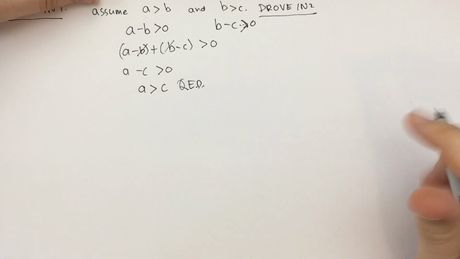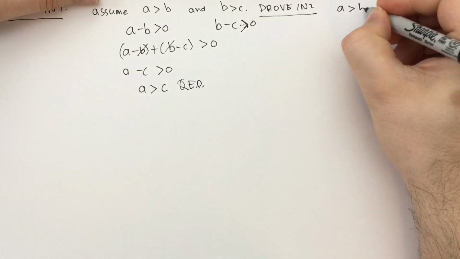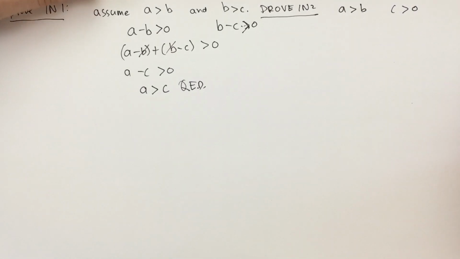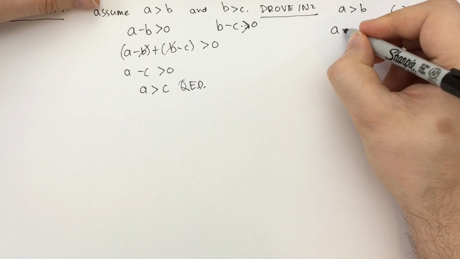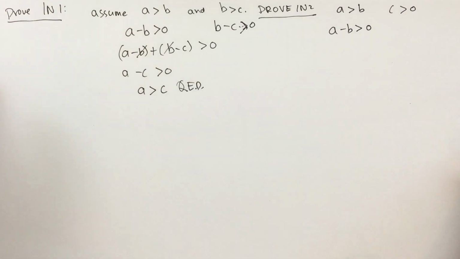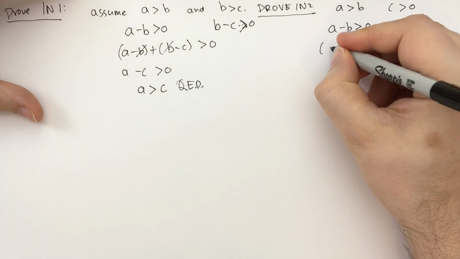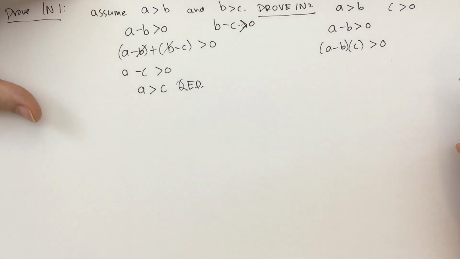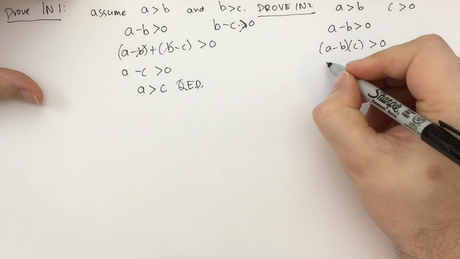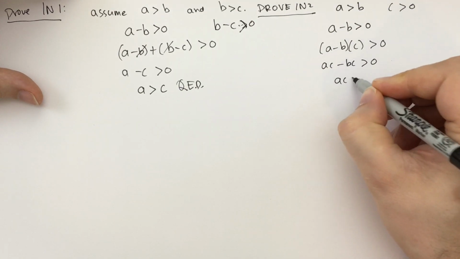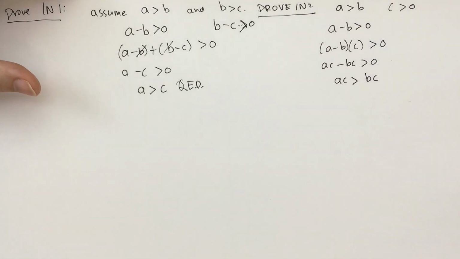To prove N2, suppose that A is greater than B. So we're going to start with A is greater than B, and C is greater than 0. Okay, so this A is greater than B means that A minus B is positive. And we know that when we multiply two positive numbers, which C also is positive, it's also positive, right? So therefore we have AC minus BC is greater than 0, or written another way, AC is greater than BC. QED.